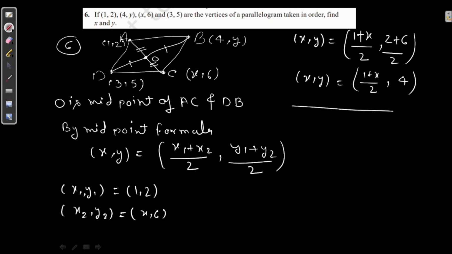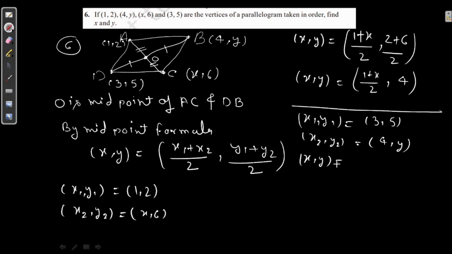Now what I am going to do, I am going to treat x1 y1 as 3 comma 5, and I am going to treat x2 y2 as 4 comma y, meaning point D and point B. Now I am taking this point as x1 y1 and this as x2 y2. By the same formula, I am not having that much space, so I am not writing the formula again. The same formula I am going to apply.